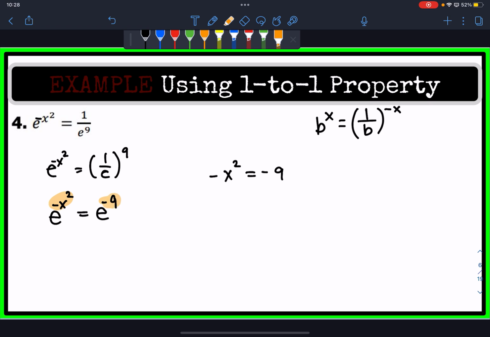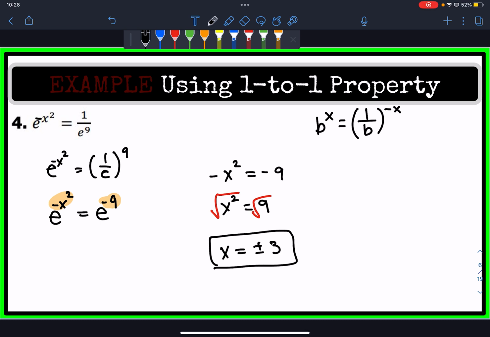Since the bases are the same, the exponents are equal to each other. And to solve this equation, we start by first dividing by negative 1. That makes the 9 positive. And to cancel out the square, we take the square root. So there's your solution. x equals both positive and negative 3.